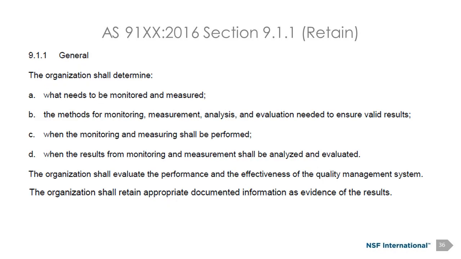Next clause is from section 9.1.1, and this is that the organization shall determine what needs to be monitored and measured, how we're going to do it, when it's to be done, when the results of the monitoring and measurement are analyzed and evaluated, and then we need to retain appropriate documented information as evidence of that. So we've got a ton of data coming in from all these different retained documented information sources. The standard says we need to define what we're going to do, how we're going to do it, and then we have some proof that it was done in this retained documented information. Okay?